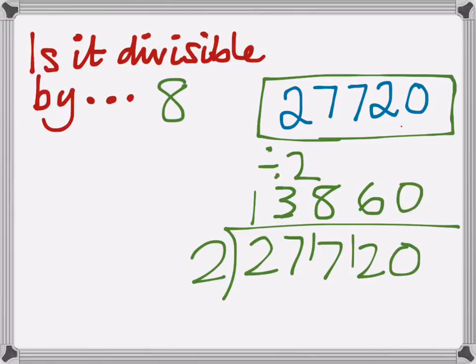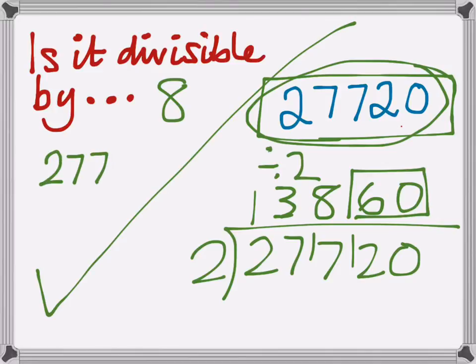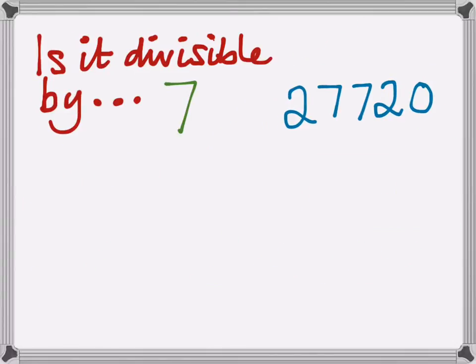Once you've halved the number, then you've got to look and see if the last 2 digits are in the 4s. So halve it, then see if the last 2 digits are in the 4s. If that applies and you get a number in the 4s, then it means the whole number up here is also in the 8s. Some people prefer just to do a bus stop method, 27,720, and divide by 8. If you get a remainder, it's not in the 8s. If you don't get a remainder, it is in the 8s. You choose your method. Finally, we have 7.